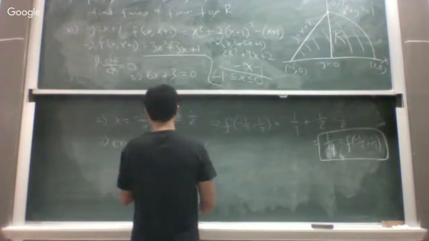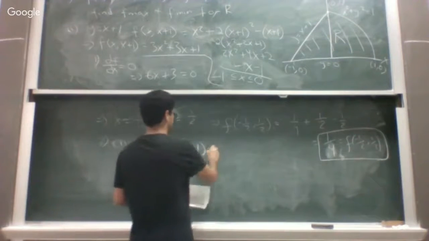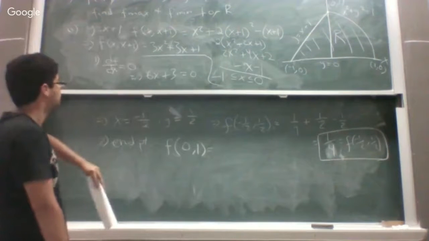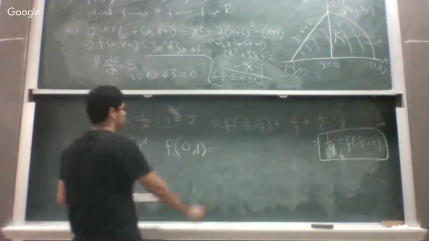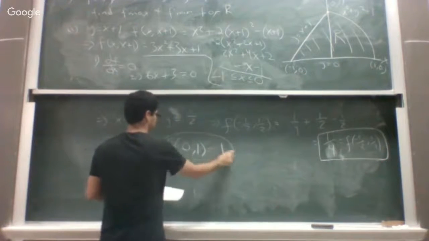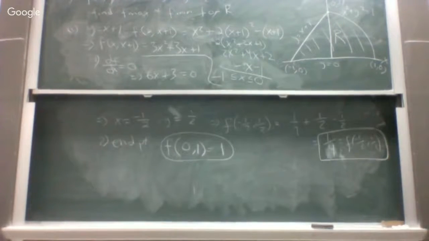When x is equal to 0, what is y equal to? 1. So we plug that into the function, or we can also plug in here. We get 1 as an answer, and that's our next point. So let me write that here.